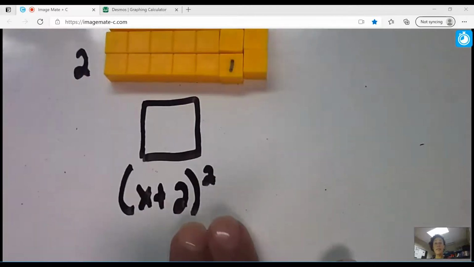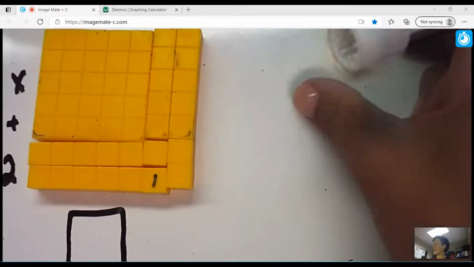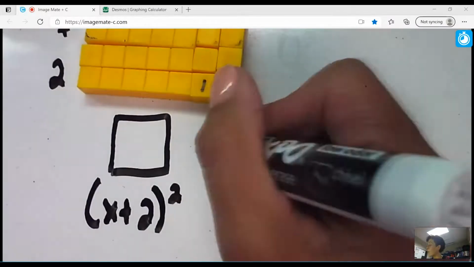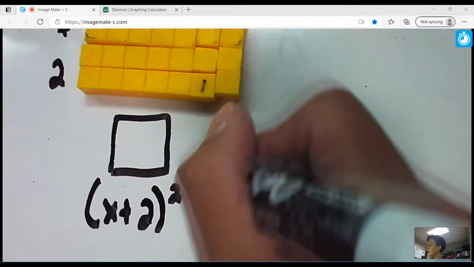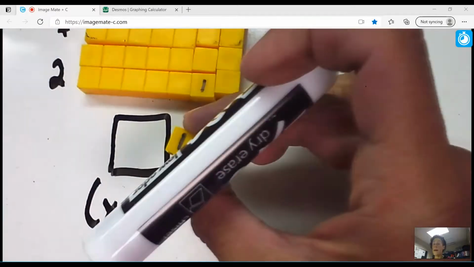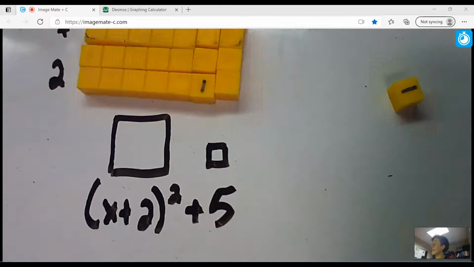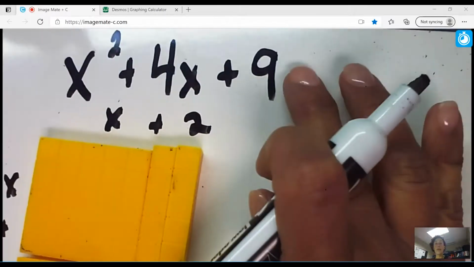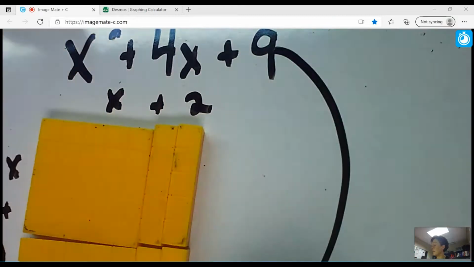But I want you to notice that I actually have more than that. I actually have 5 more pieces, 5 more of these little squares. So in addition, and each square is worth 1. And what I've done now with these squares is I've gone from standard form to vertex form.